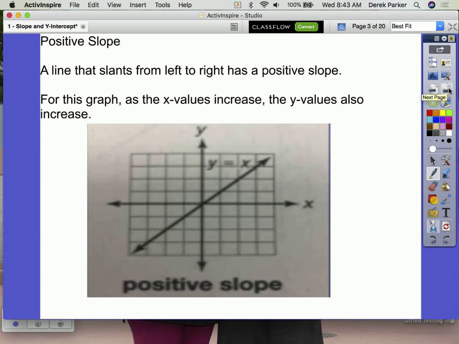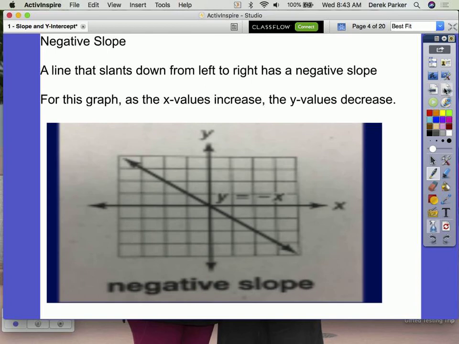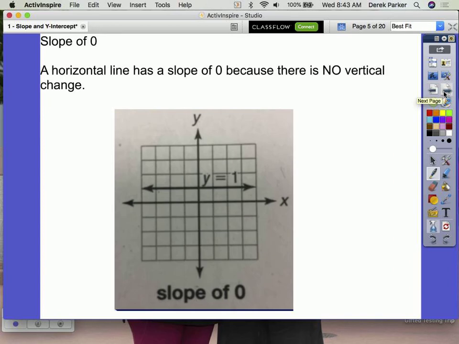A line that slants from left to right has a positive slope. For this graph, as the x values increase, the y values also increase, and that's considered a positive slope. Negative slope: a line that slants down from left to right has a negative slope. For this graph, as the x values increase, the y values decrease. A horizontal line has a slope of 0 because there is no vertical change.